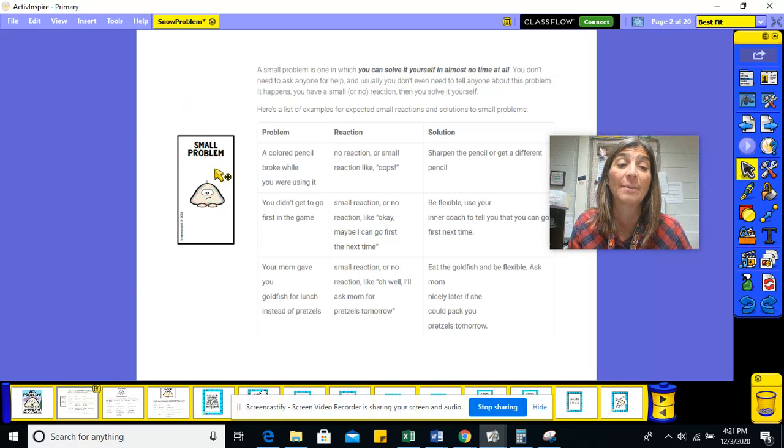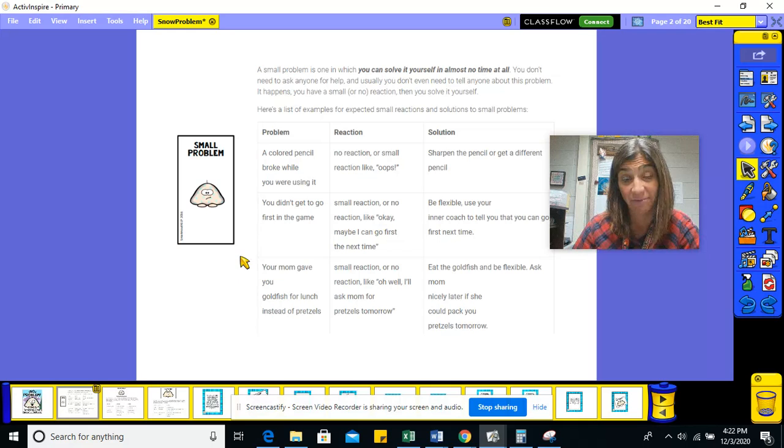So the first one we're going to talk about is a small problem. A small problem is one you can solve yourself in almost no time at all. You don't need to ask anyone for help, and usually you don't even need to tell anyone about this problem. It happens, and you have a small reaction or no reaction at all, and you solve it yourself. Okay, so here are some examples of small problems.